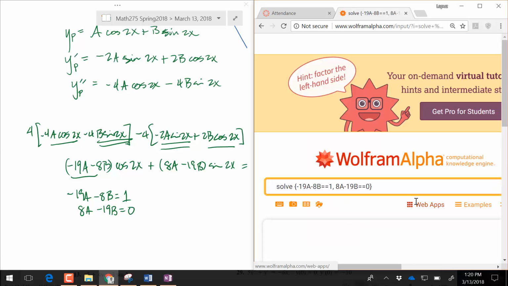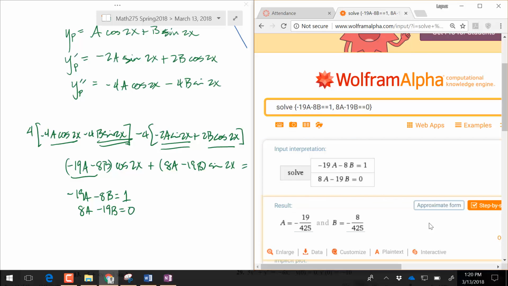Are you programmers? The double equal sign. If you accidentally put an equal sign, you get all screwed up.